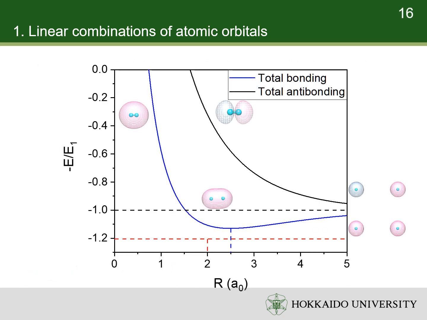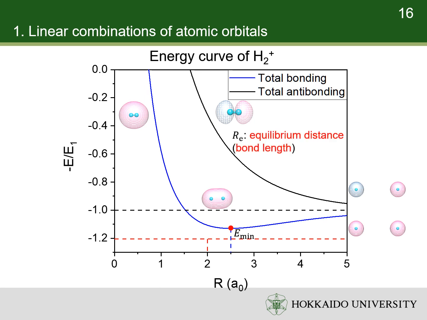In the case of LCAOs of dihydrogen cation of 1s atomic orbitals, the total energy depends exclusively on the distance between the protons. In this case, the potential energy surface is an energy curve. The energy curve of the bonding orbital has a minimum. The distance corresponding to the minimum energy is the equilibrium distance, that is, the bond length. When the distance is infinity, the energy is the energy of the 1s orbital, denoted as E1. The difference between the minimum energy and the energy at infinity distance is the binding energy of the bond.